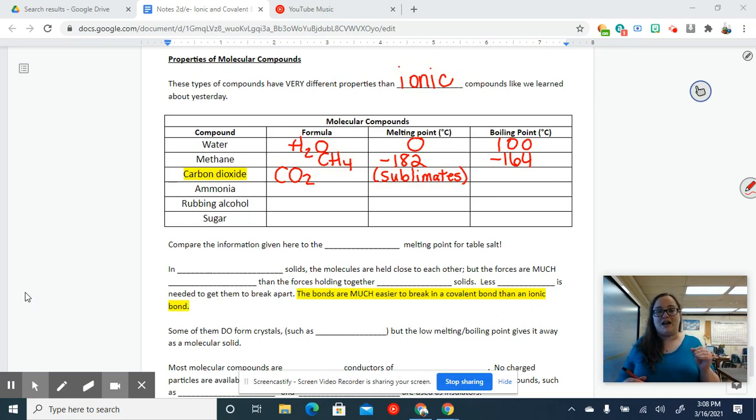So dry ice, carbon dioxide, has no liquid state. It goes directly from a solid to a gas. So what temperature does it do that at? Negative 78.6. So it doesn't even need to be above freezing in water for it to become a gas.